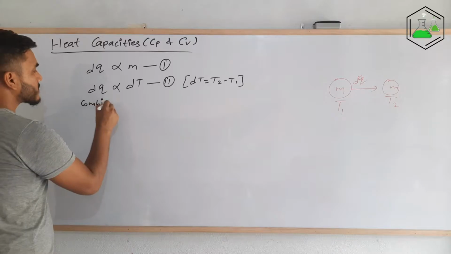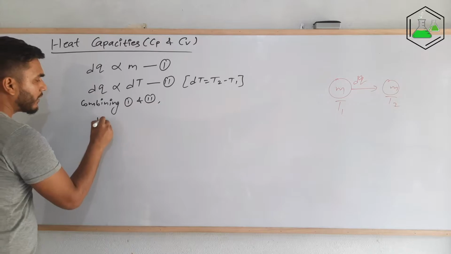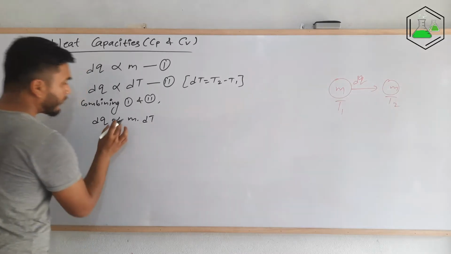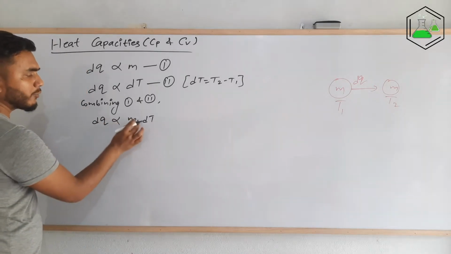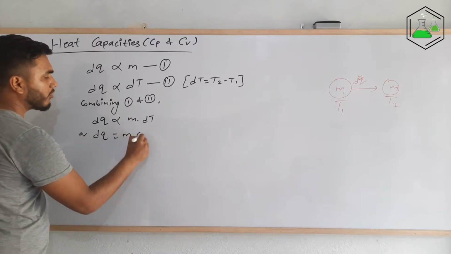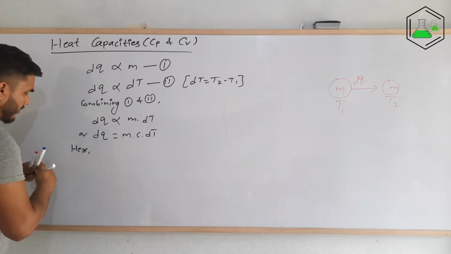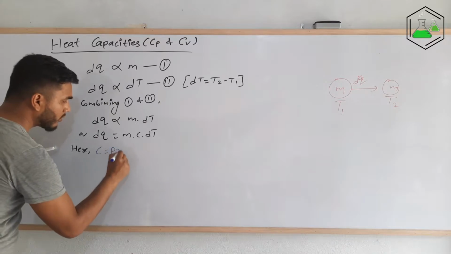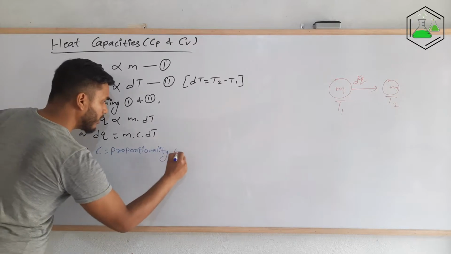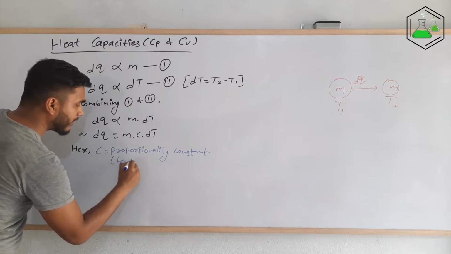Combining 1 and 2, we can write dq proportional to m into dT. Now we know that if we remove this proportionality sign, then we have to put a constant over there. So we can write dq is equal to m into c into dT. Here this c is the proportionality constant, that is called heat capacity.